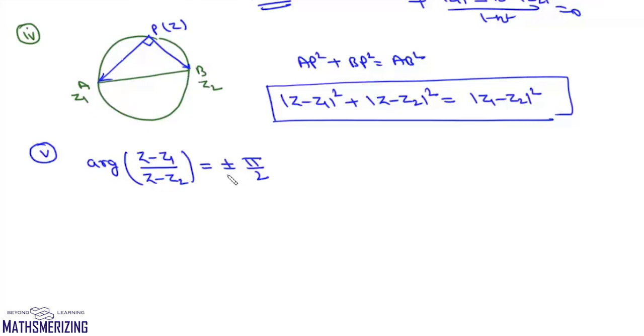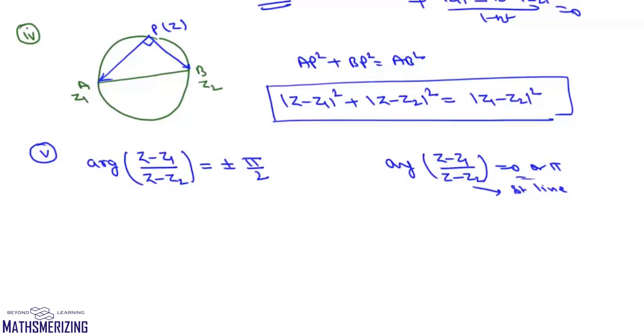Now if we take only the plus sign or only the minus sign, in that case it will represent only a semicircle. And previously we have studied, if this argument of (Z minus Z1) upon (Z minus Z2) is 0 or pi, then this Z will lie on a straight line. So if it is 0 or pi, it's a straight line, and if it is plus minus pi by 2, then this Z will lie on a circle whose end points of diameter are A and B.